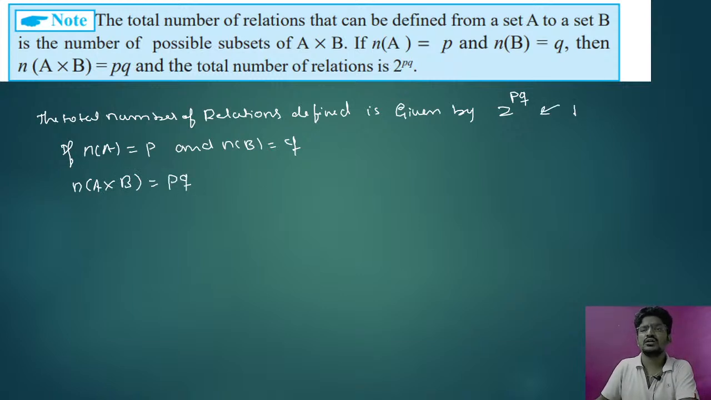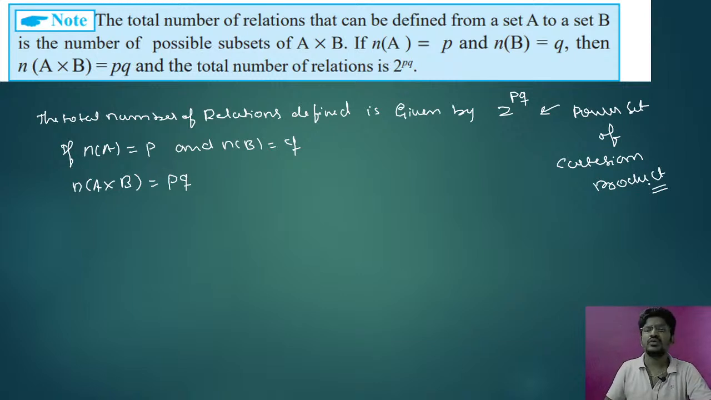So this is nothing but the power set of your Cartesian product. So the total number of relations from the set A to set B is defined by 2 to the power of p into q. Okay, that is called the total number of relations that we can define from A to B.